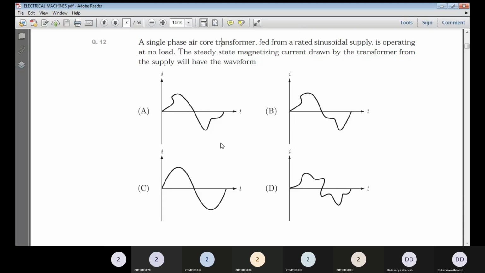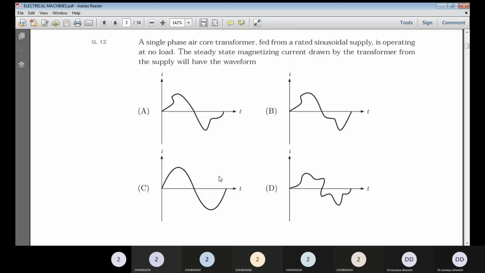Okay. So here what they are asking: a single phase air core transformer, fed from the rated sinusoidal supply, operating at no load condition. The steady state magnetizing current drawn by the transformer from the supply will have which waveform? So you should know this waveform, which type of waveform you have. Any idea?